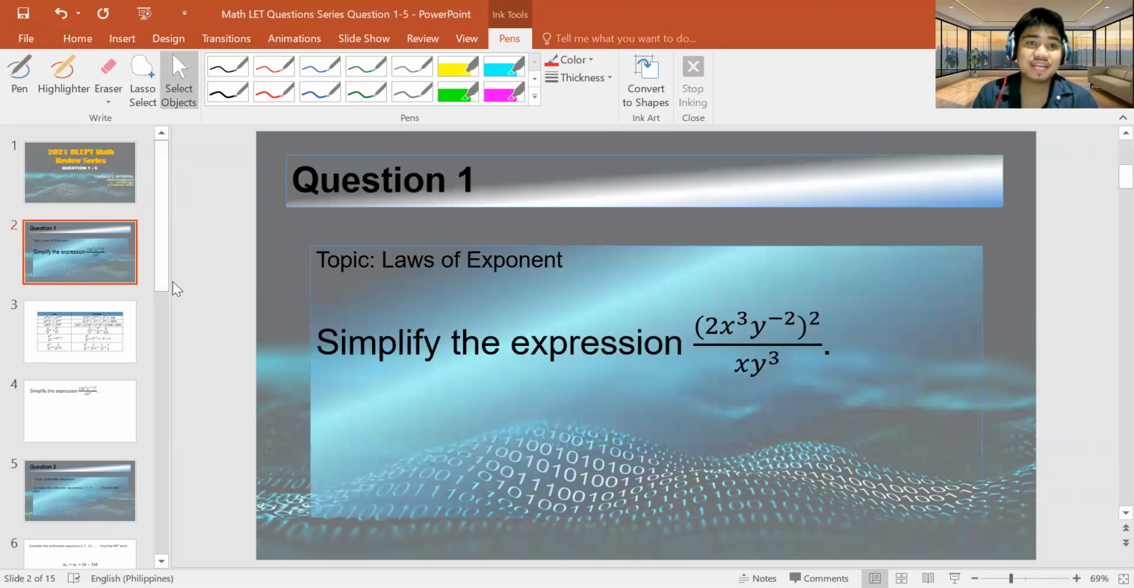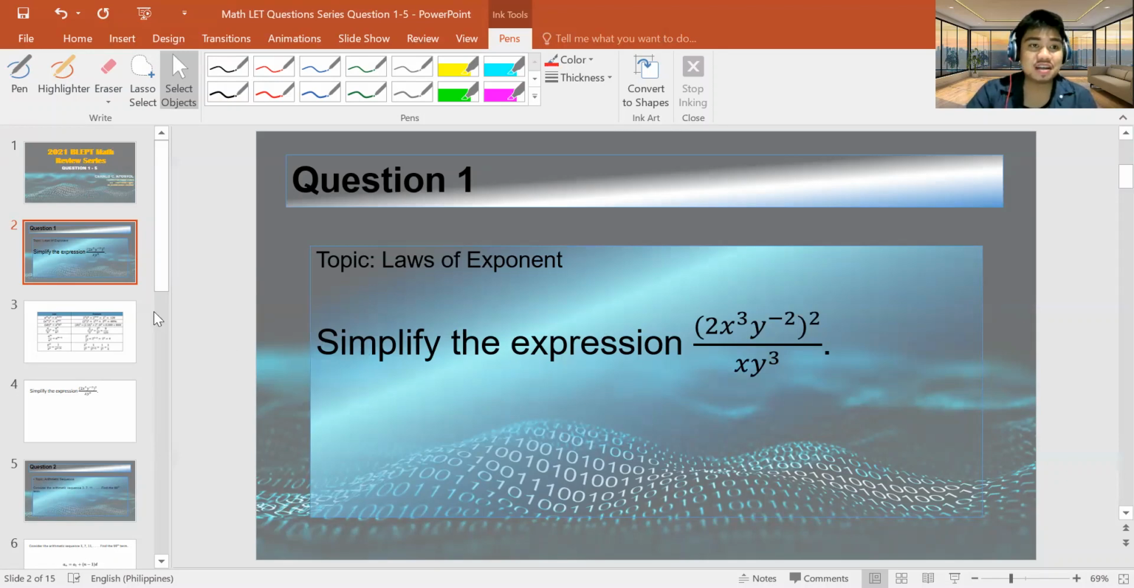So, we have here topic laws of exponents. So, simplify the expression. So, we have 2x cubed y raised to negative 2, the quantity squared, all over x, y cubed. So, ang topic dito is laws of exponents. So, if you want to try, kung alam niyo yung sagot or you're just going to give it a try, you can pause the video and then kapag may sagot na kayo, you can continue.